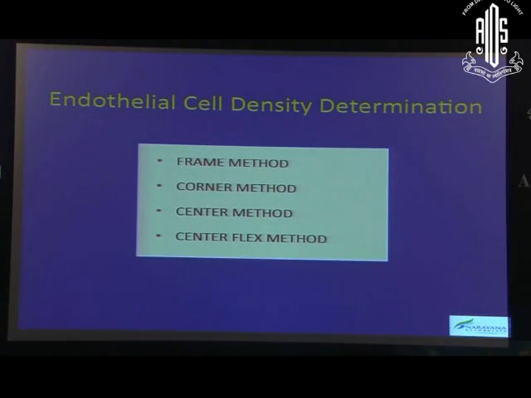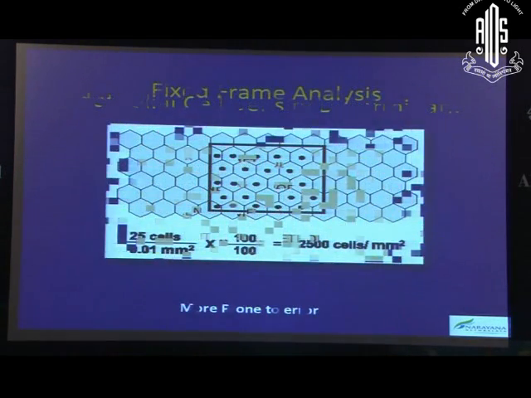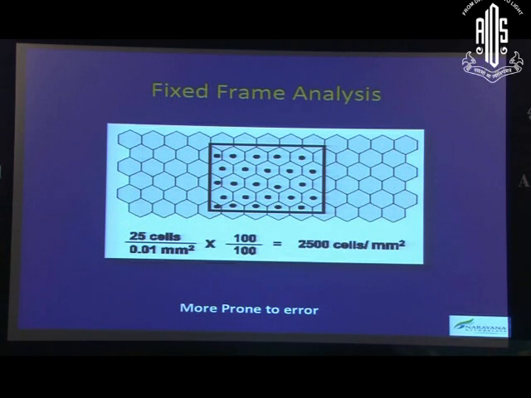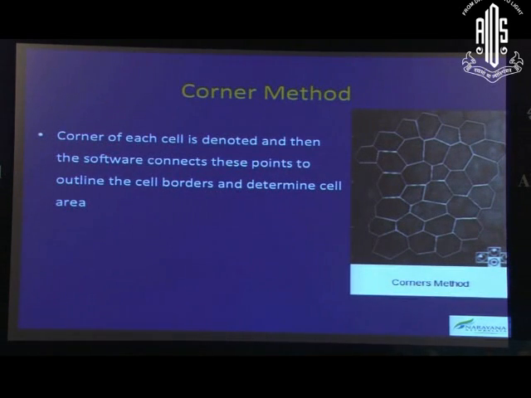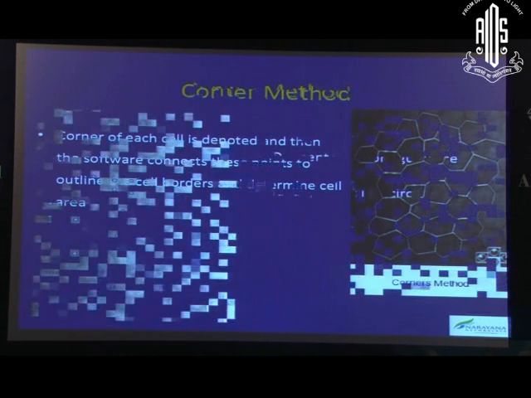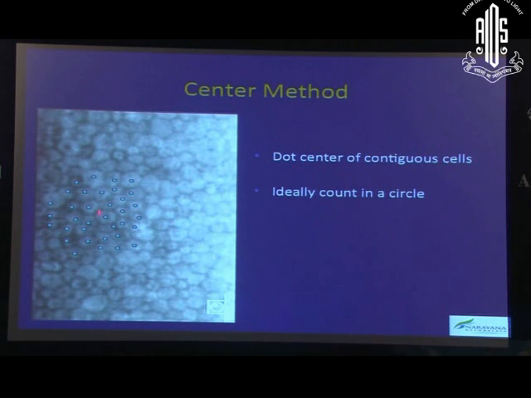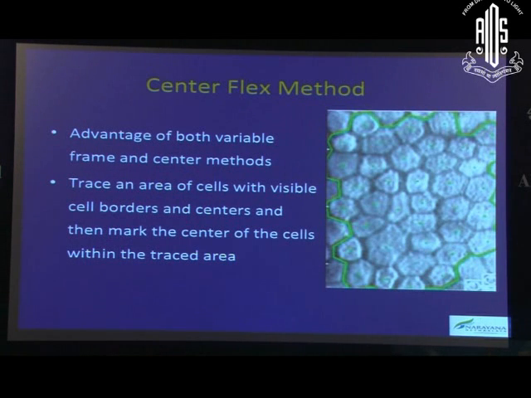The analysis can be done by different methods. This is more theoretical, so I'm not going into detail. One is called the fixed frame method, which has more chance of error, or you can have the variable frame method where you highlight the corner of the cells, which is a little more accurate. You can also have the corner method where you calculate the edges of the cells and then analyze that, or the center method where you put dots into the center of the cells and then do the rest of the analysis. The rest of the analysis is done by the computer, and you don't have to do it. You can combine both of them together, and it's called the center flex method.